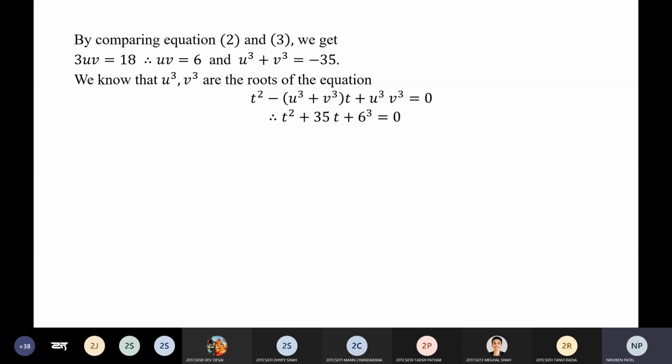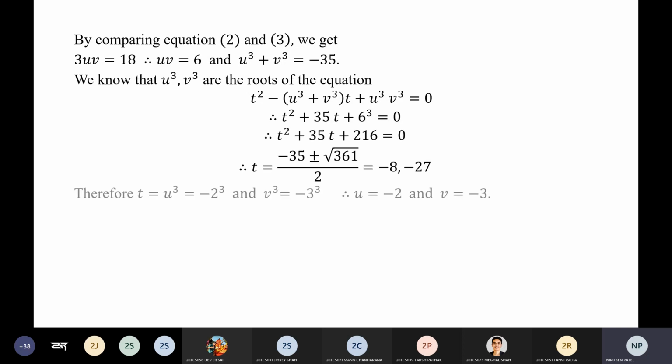Minus 8 and minus 27. Just what do you say, beta? Minus 27 and minus 8, right?